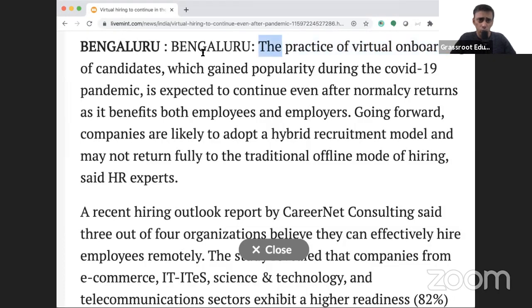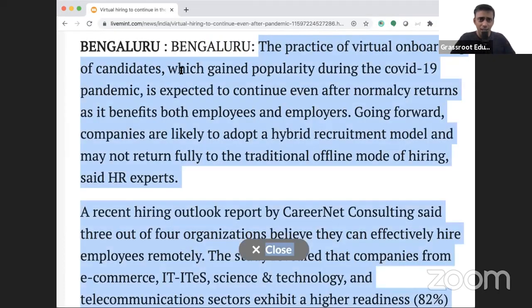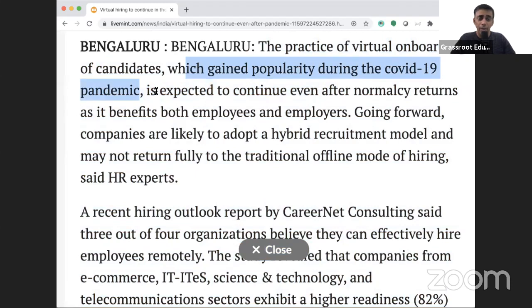The practice of virtual onboarding of candidates, this particular process, which gained popularity during the COVID-19 pandemic, is expected to continue even after normalcy returns, even after the situation becomes normal. That is called normalcy. You will use the word normalcy when you have some troubled times, and then you say returning to normalcy, returning to normal, regular times. The COVID-19 pandemic is definitely not normal. These are abnormal times in the world. Normalcy will return. Similarly, if there was a big fight between two parties, but after the police came in, normalcy returned. The situation came back to normal. That's how you will use this word, normalcy.